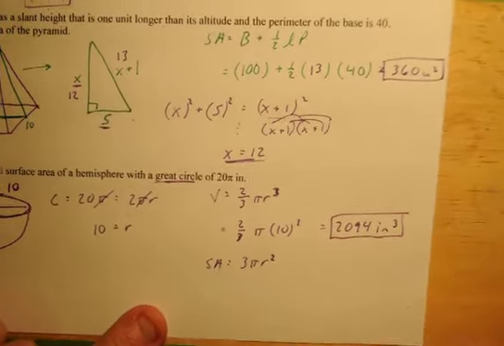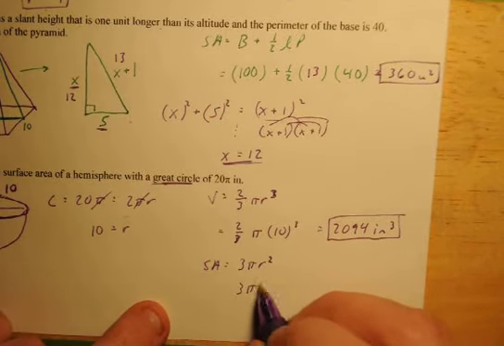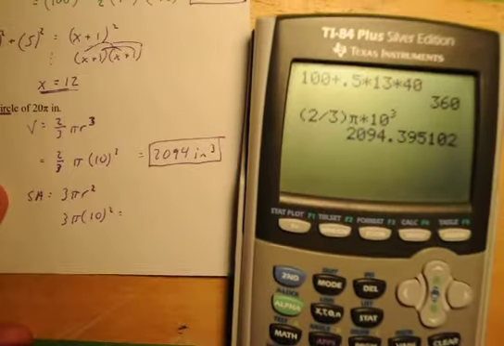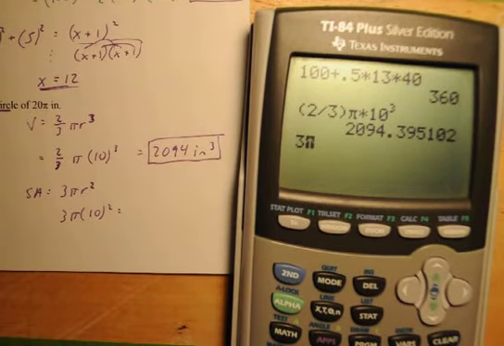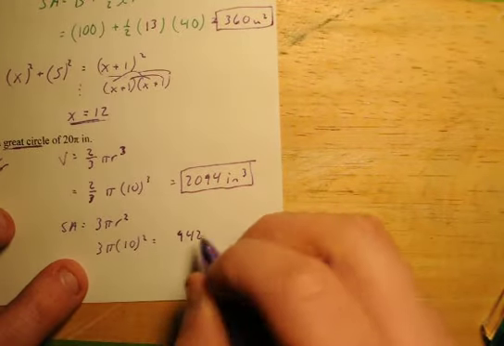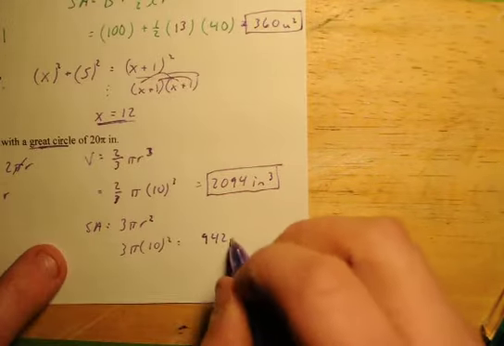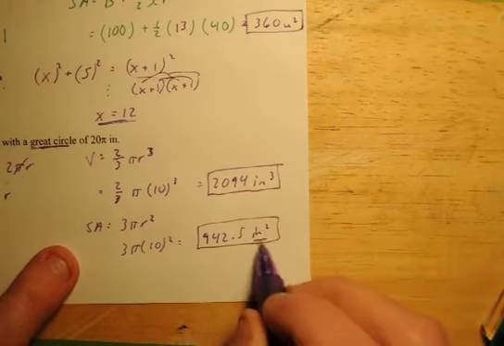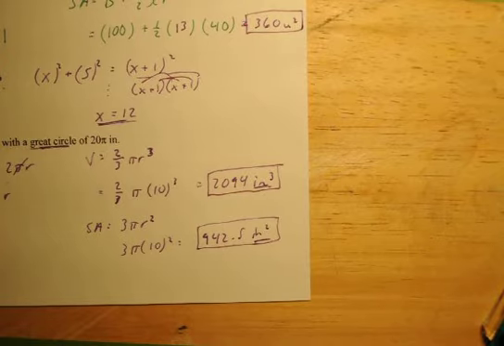3 pi r squared for surface area. So this ends up being 3 pi times 10 squared. 942. Square units for area, cubic units for volume.